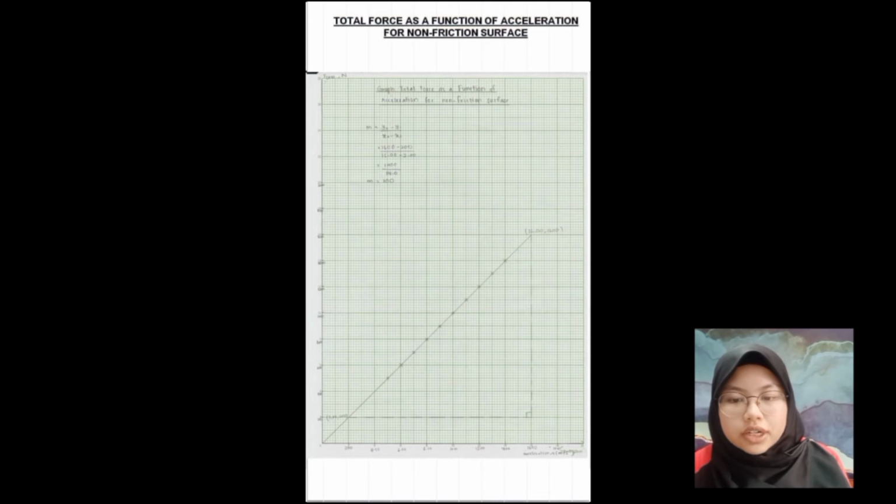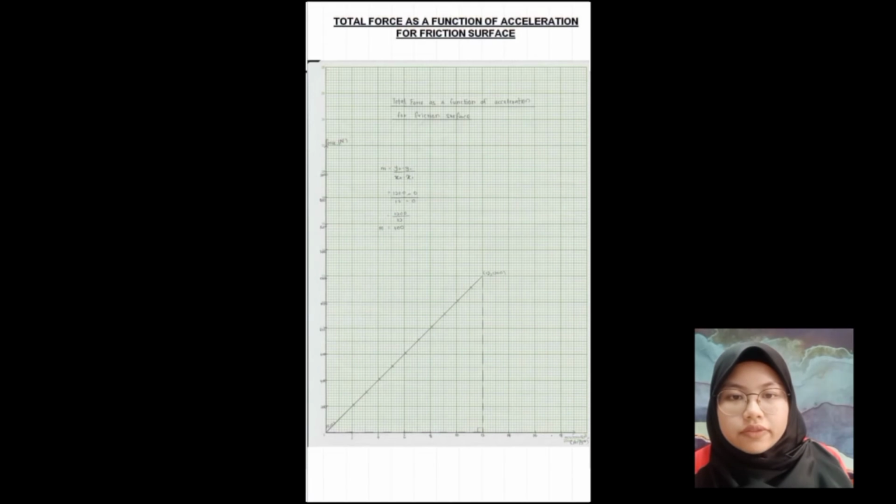Here the x-axis is acceleration, and the y-axis is the force, whose unit is N, while the acceleration is in meters per second squared. Okay, next, the second graph is total force as a function of acceleration for the friction surface. Here I plotted the graph and got a straight line. Next, I will find the gradient. The gradient is 100 Newton per meter per second squared.